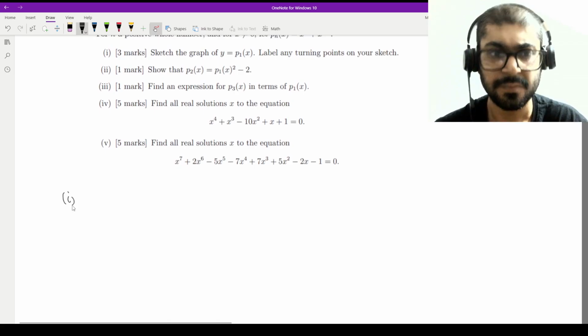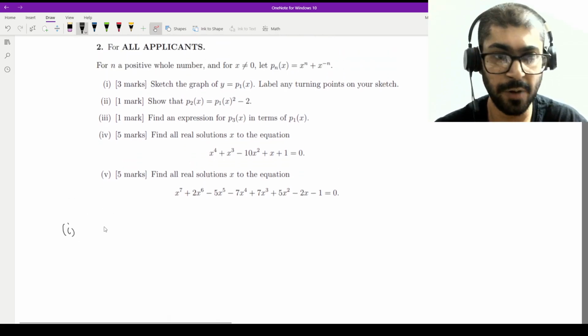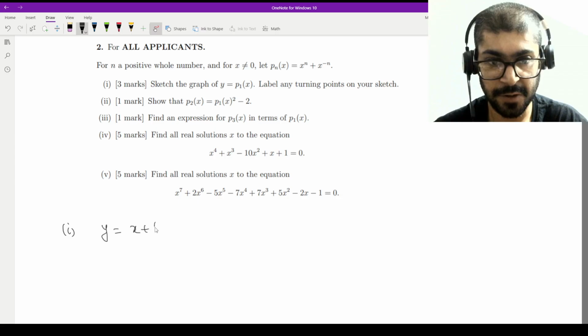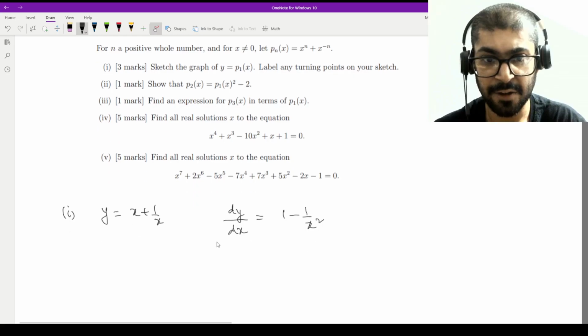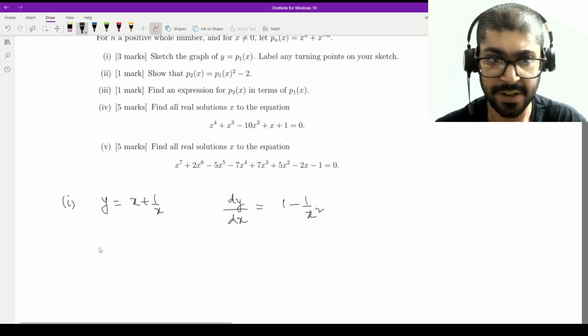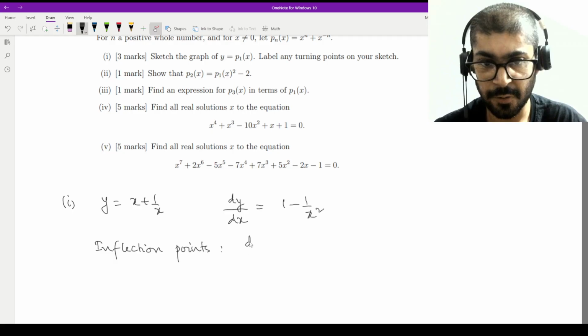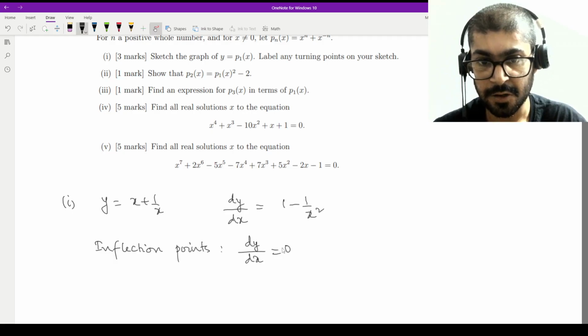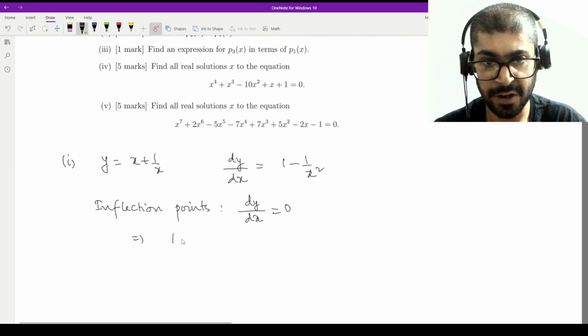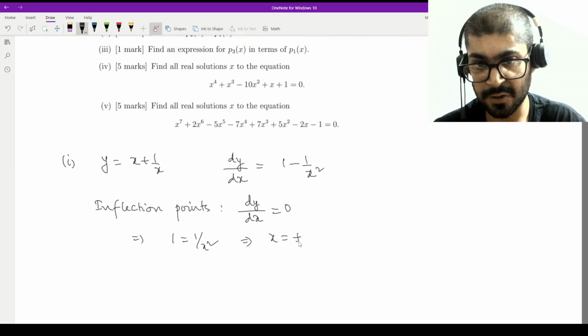The first part says sketch the graph of y equal to p1(x). So y is basically x plus 1 by x. Now to sketch the graph, we calculate the first derivative, right? So the first derivative would be 1 minus 1 by x square, and we set this to be 0, to check the turning points. The turning points would be where the derivative is 0. So this means we end up with 1 equal to 1 by x square. So this gives us x equal to plus minus 1.